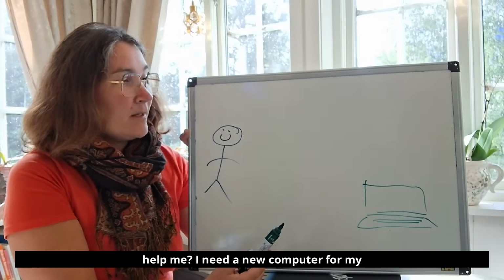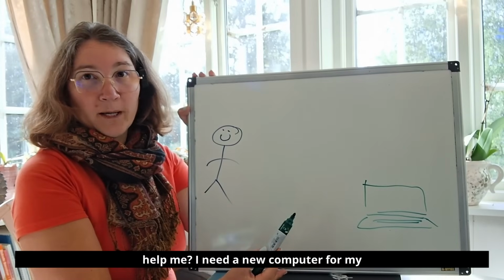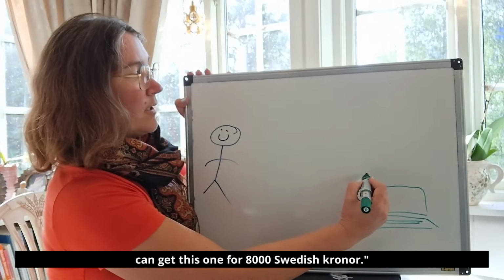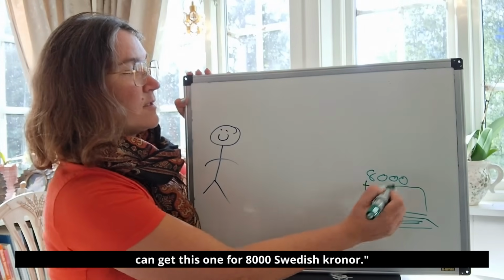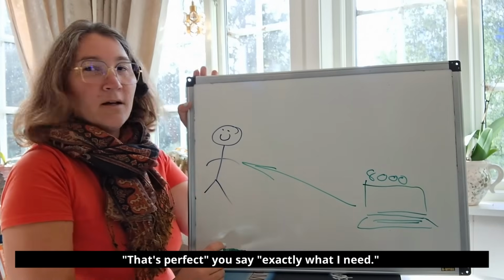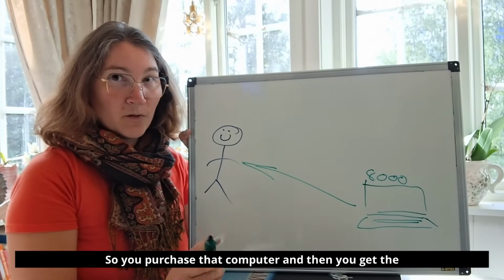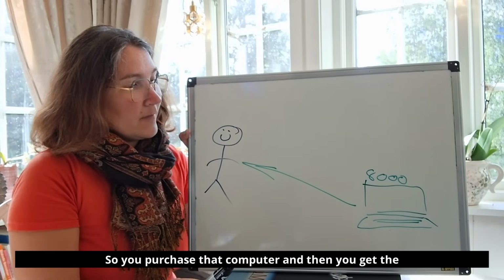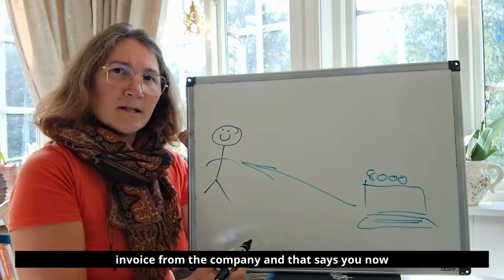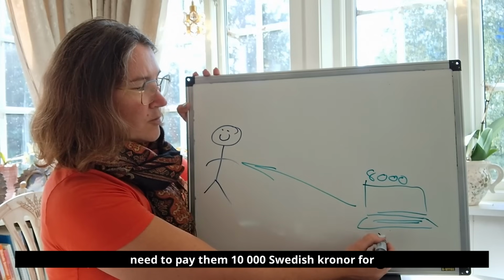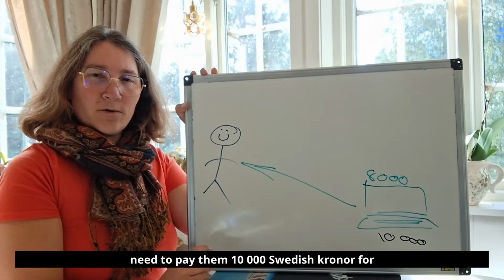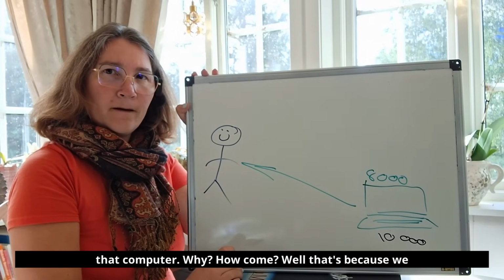So you go to a shop where you can purchase a new computer and you say, please, can you help me? I need a new computer for my company. And the seller says that, yes, I have one. You can get this one for 8,000 Swedish kronor. That's perfect, you say, exactly what I need. So you purchase that computer and then you get the invoice from the company. And that says that you now need to pay them 10,000 Swedish kronor for that computer.